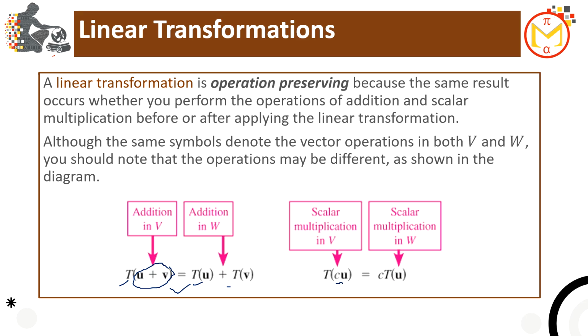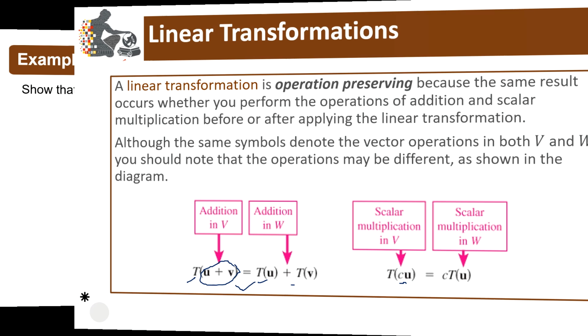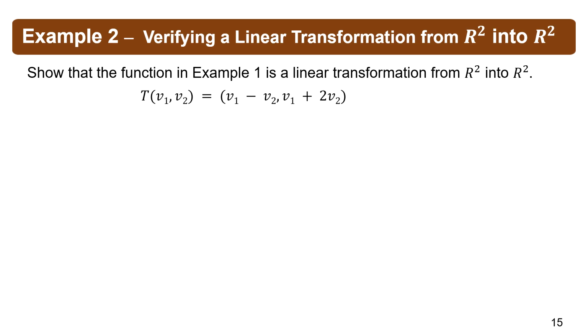So let's have an example here. This is the same rule that was given in number 1. So given the transformation T(v1, v2) equal to v sub 1 minus v sub 2 comma v sub 1 plus 2 v sub 2. Now, we're asked to prove or to show that this transformation is linear.